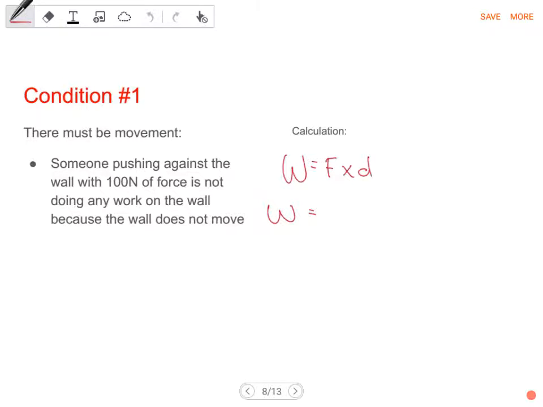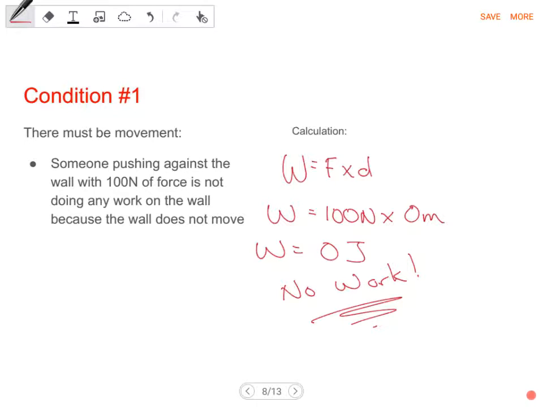So are they doing any work? Well, if I do this mathematically, our force in this case is 100 newtons. But what's the displacement? Has this wall moved? Well, no. So even mathematically speaking here, our answer is 0. We have done no work.